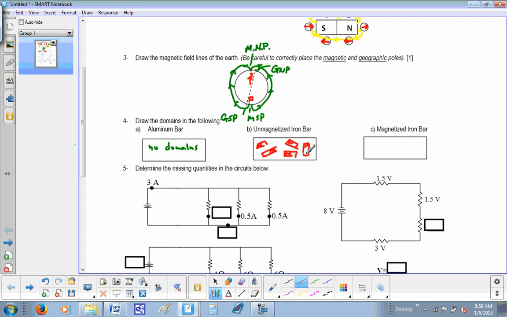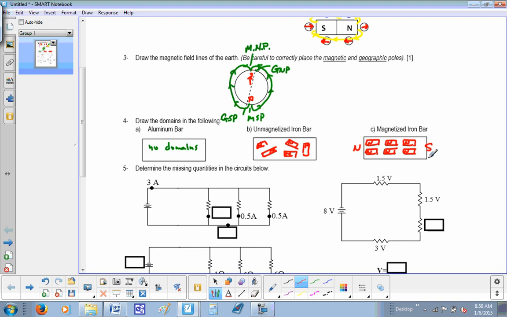They're not aligned. If the bar becomes magnetized, so I can take a magnet and align the domains, not all of them, but many of them are facing the same way. So you can see how these domains are all aligned. And I'm indicating the north pole only. You can still do the south. But you can see this end would be the north, and this would be the south end.